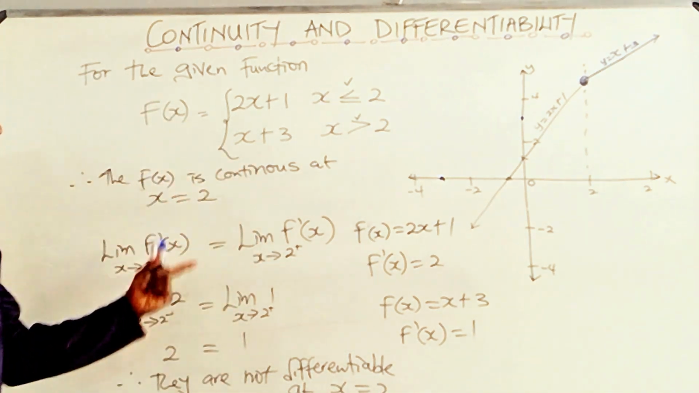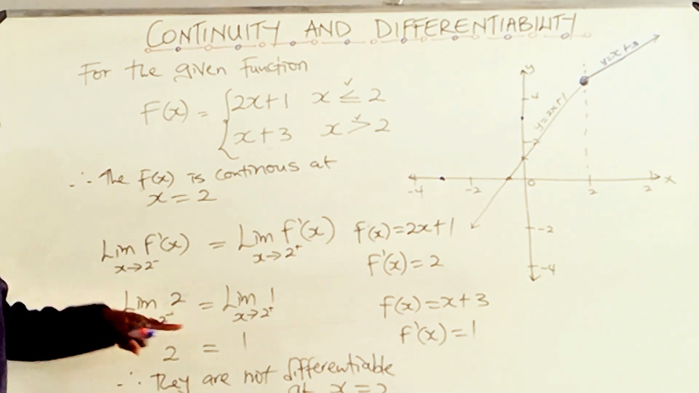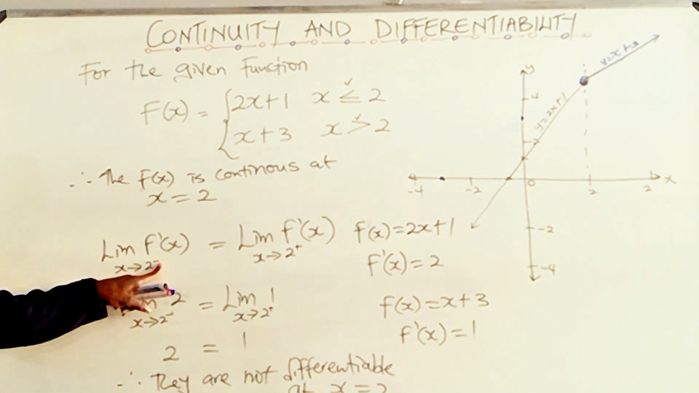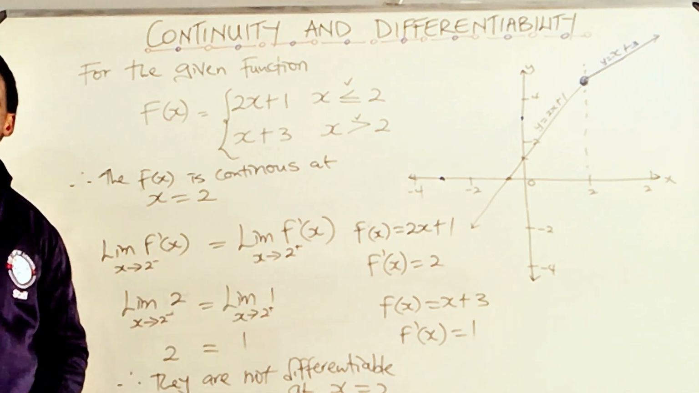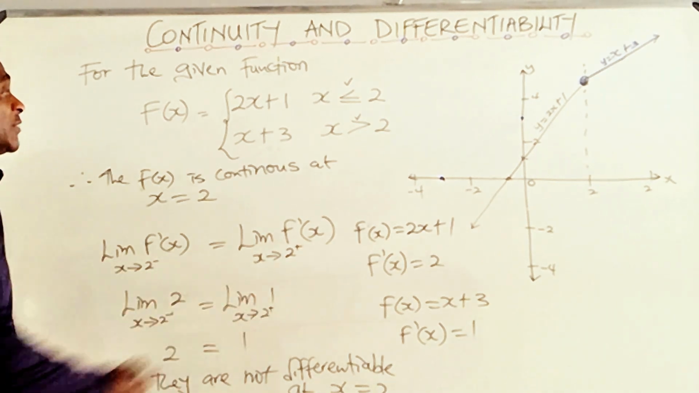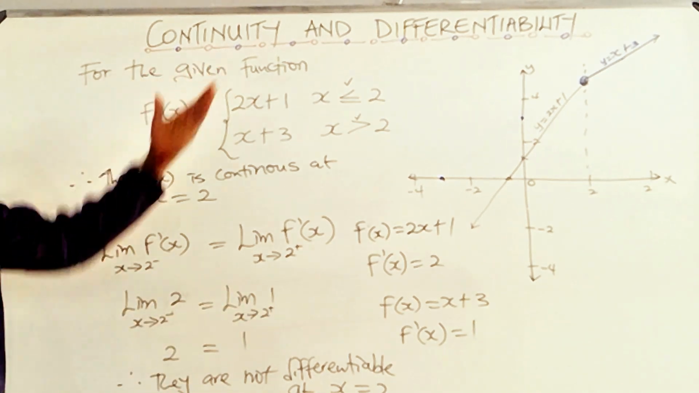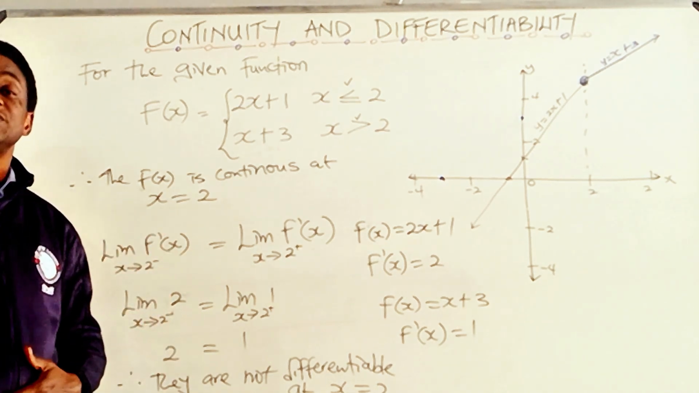You see, they can be continuous, but at this point they are not differentiable. So for them to be differentiable, the limit of the first derivative of that function must be equal at the given point, approaching from the negative and also from the positive. So this is how we approach continuity and differentiability of piecewise functions.